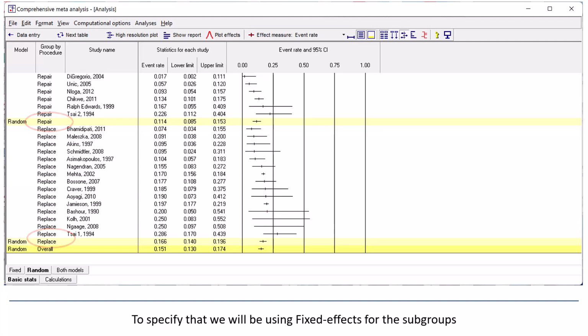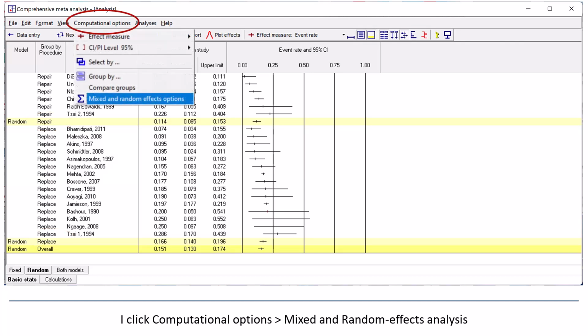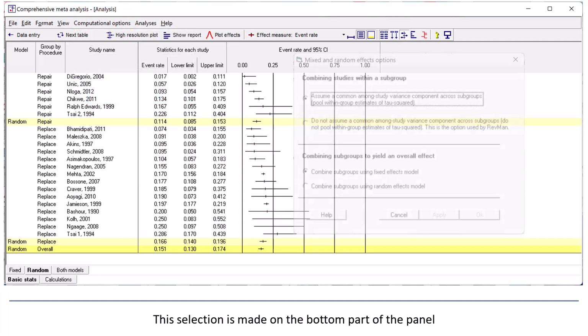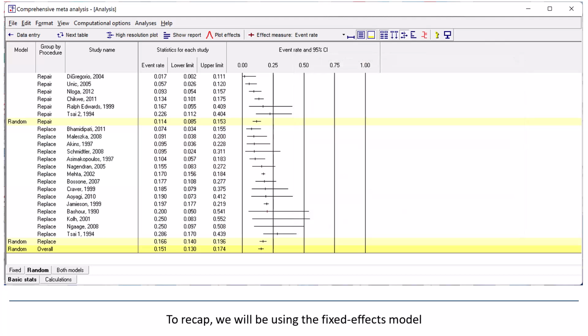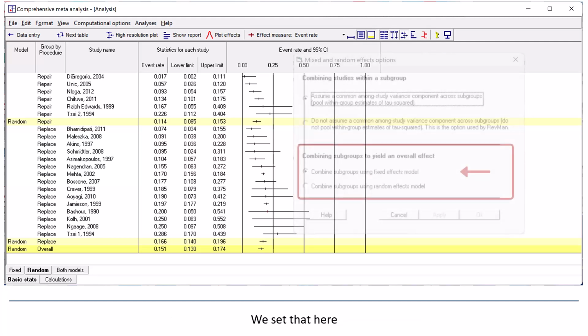To specify that we'll be using fixed effects for the subgroups, I click Computational Options, Mixed and Random Effects Analysis. And this selection is made on the bottom part of the panel. I select the option to combine subgroups using a fixed effects model. So, to recap, we'll be using the fixed effects model to identify the specific subgroups that we care about. We set that here.